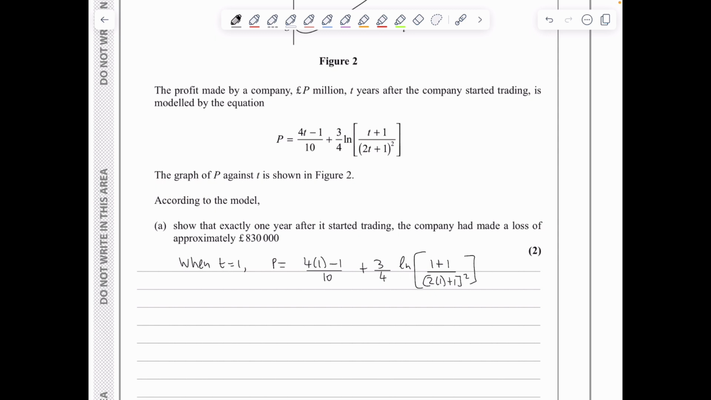This gives an answer of minus 0.828058. Remember, this is measured in millions of pounds, so we conclude that this is equal to minus 828,058, which simply means a loss of £830,000 as required.